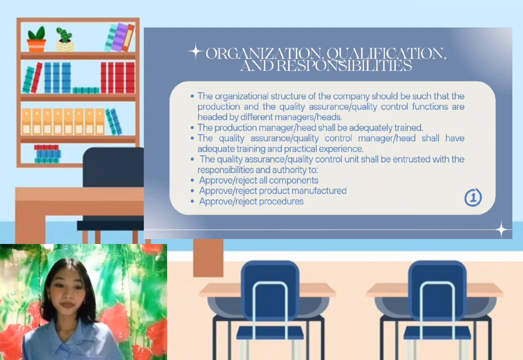Number 2, approve or reject product manufacturers. So meaning they have the authority to approve or reject products made or packaged by another company. Number 3, approve or reject procedures. So they have the authority to approve or reject procedures that affect product quality or standards. So in short, they make sure everything meets quality standards before it's used or sold.